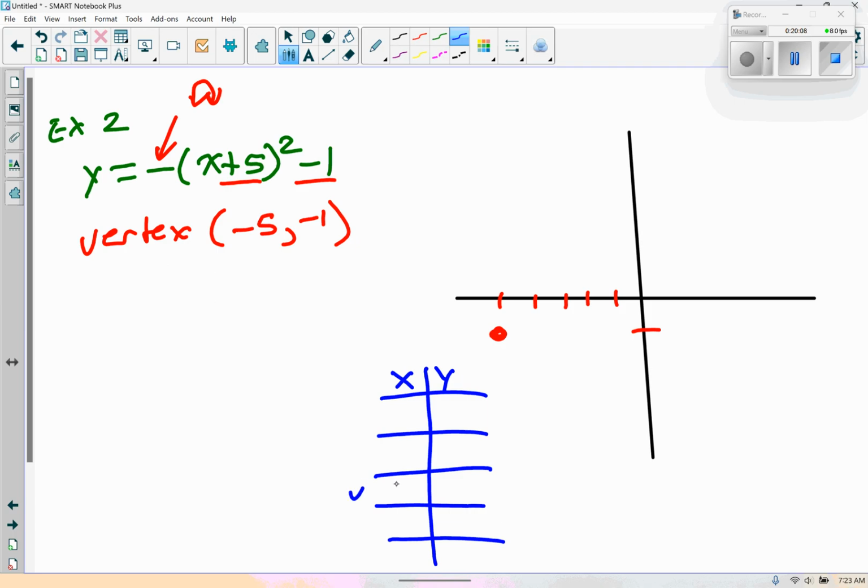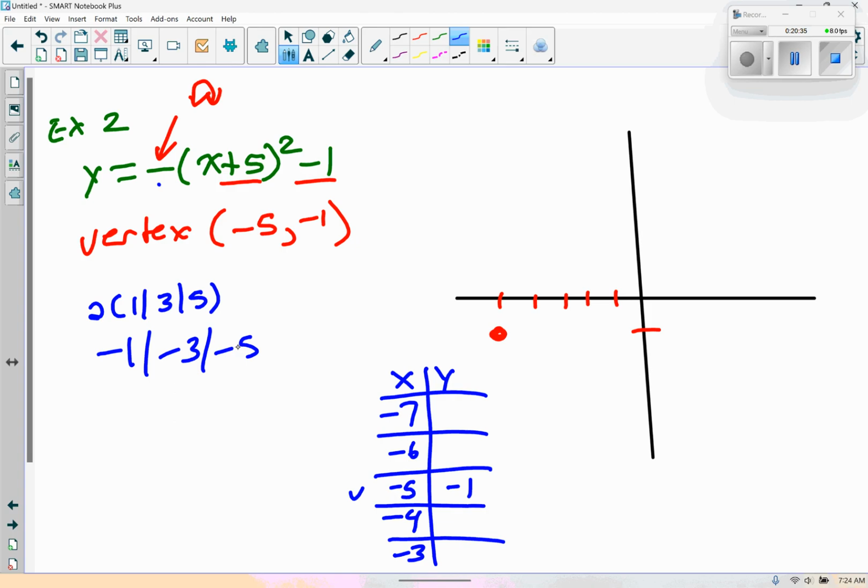So the very middle is the vertex. So we're going to be at -5, -1. So if I go to the left, -6, go to the left, go to the right, go to the right. All right, because we have this negative, our pattern graph is going to be a times 1, 3, 5. So it'll be a negative. So -1, -3, -5. So watch what I do when I graph this. I'm going to go right 1, down 1, left 1, down 1.